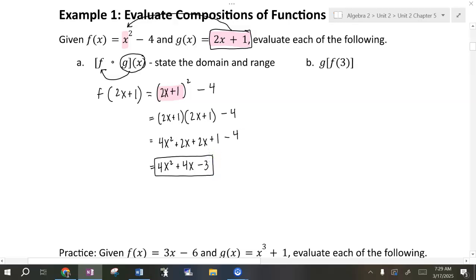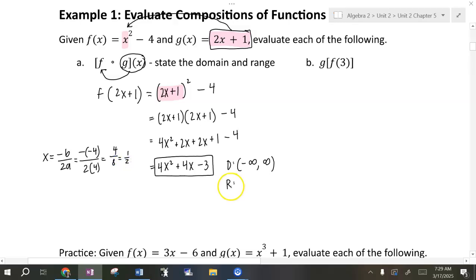But it also said to state the domain and range. This is a quadratic function since it's x squared, so I know the domain is going to be all real numbers, as it is for most of my functions. My range is going to depend on the vertex. So let's do some review. To find the vertex of a quadratic, I follow the formula negative b over 2a for the x value. So I'll go negative 4 over 2 times 4, which makes 4 over 8, or a half, for my x value.